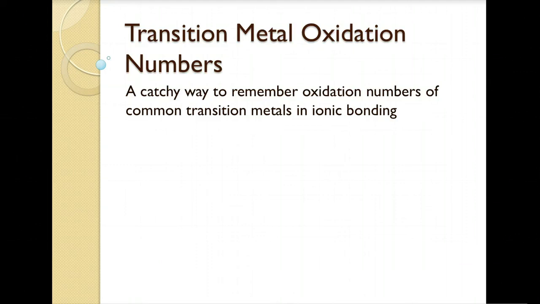Okay, this is the last video that I'm going to do before Thanksgiving, and this is on transition metal oxidation numbers. And this is a catchy way to remember oxidation numbers of the common transition metals in ionic bonding. Now remember, the transition metals are those in the D block, in the middle of the periodic table, that we haven't talked about yet. And I keep telling you they do special things, and so here's the first time we're going to talk about them.